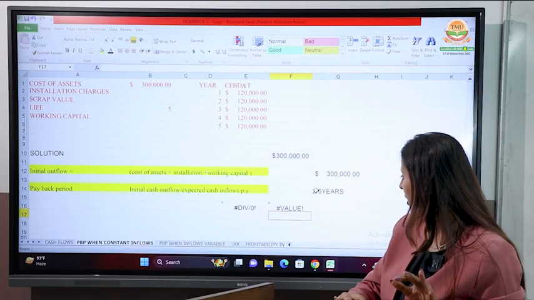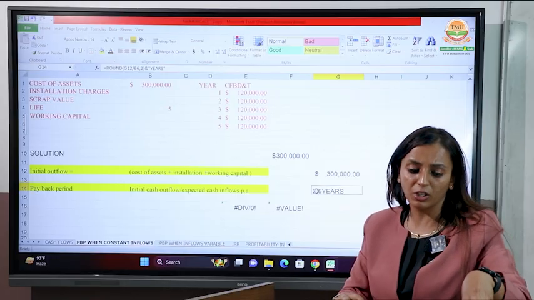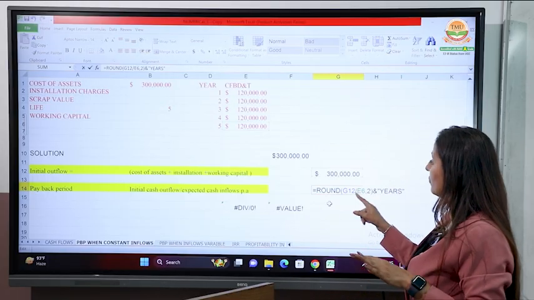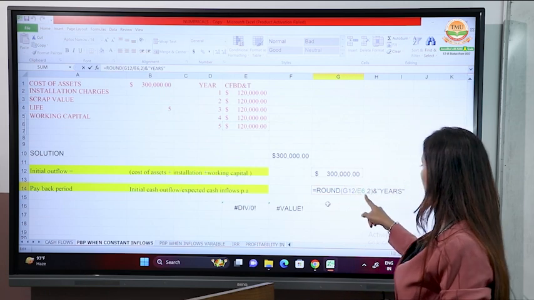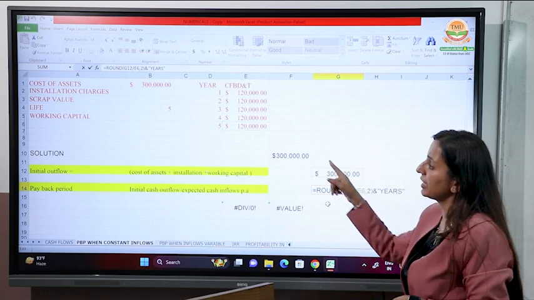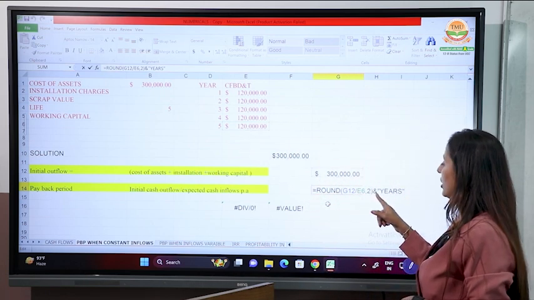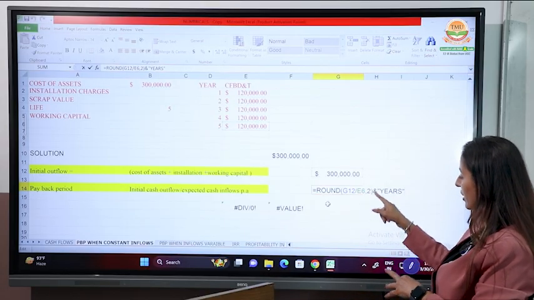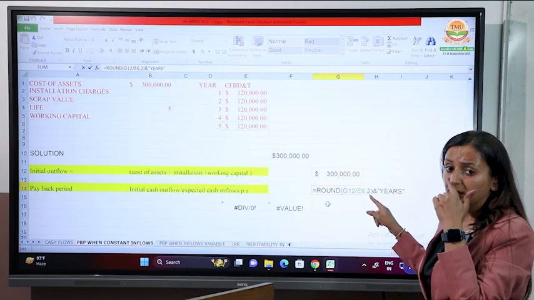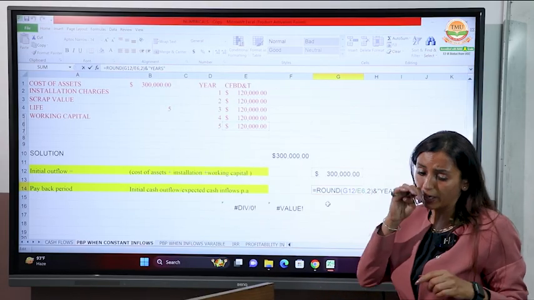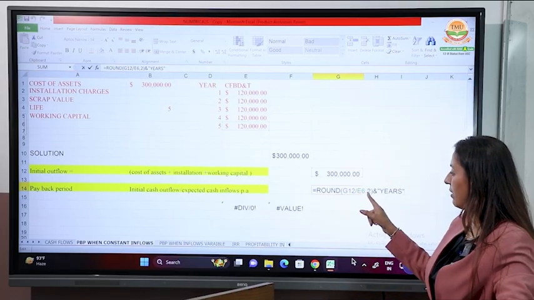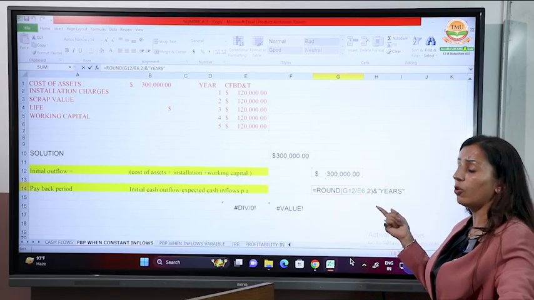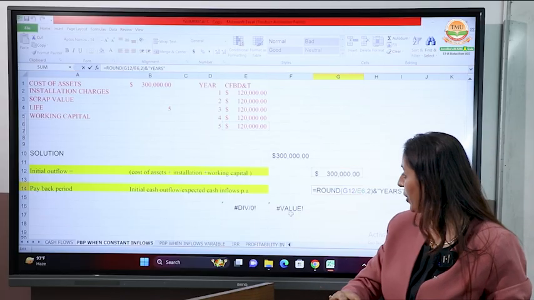See, what is it showing? Have a look at this from here. Round of G12, that G12 will be your outflow, E6 your inflow, that is 120,000. Okay, there is one mistake. I am closing the bracket too early. That means we have to put the bracket after 2, right? After 2. See, please have a look. Round G12 by E6, comma 2 and then close the bracket. This is the mistake we are making over here.